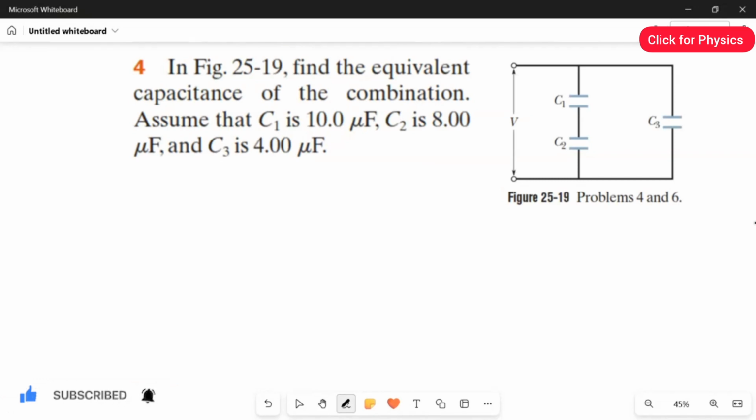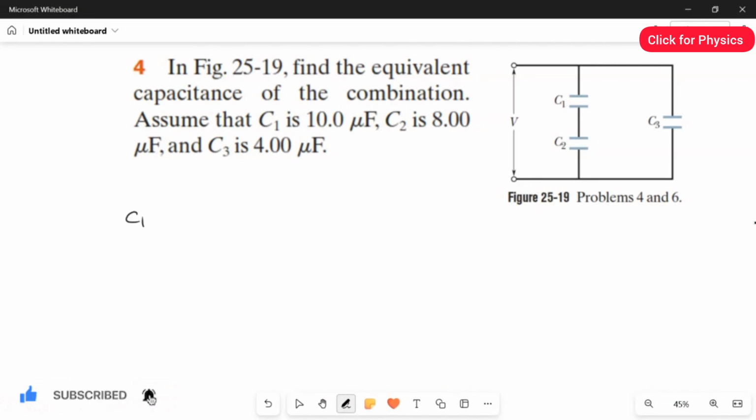So let's see C1 and C2. Here C1 and C2 are arranged in series. So we know the formula. We already studied the formula for capacitors arranged in series. So now what I'm going to do is find the equivalent capacitance for these two capacitors which are arranged in series, and then compare that capacitance value with C3. So let's start with C1 and C2.